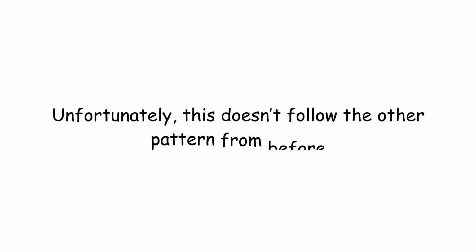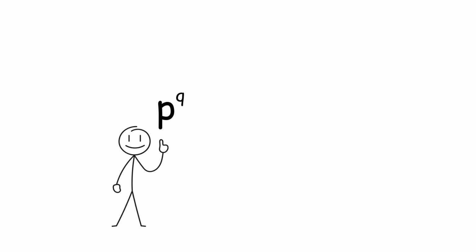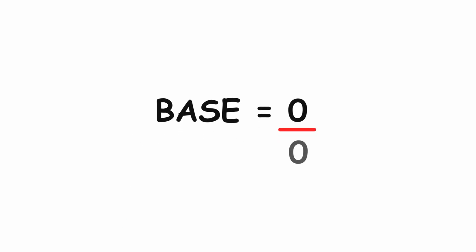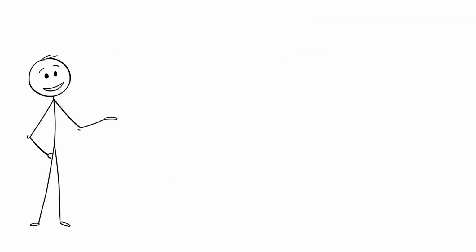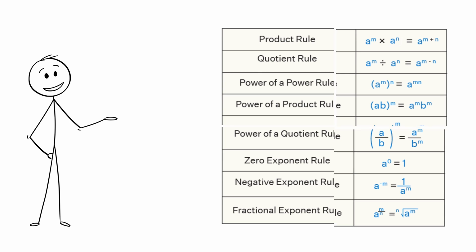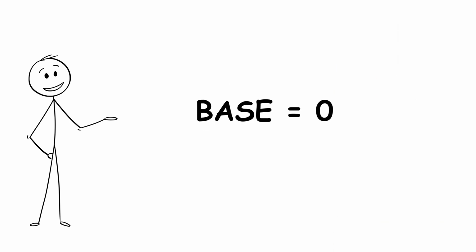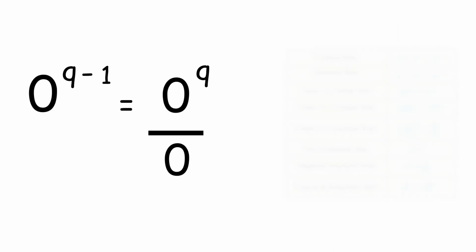Unfortunately, this doesn't follow the other pattern from before, stating that decreasing the exponent by 1 is the same as dividing by the base. Here, we'd have to divide by 0, and division by 0 is undefined. It has no meaning. For similar reasons, it turns out that a whole bunch of exponent properties break when the base is 0, so we simply exclude this case from those properties.